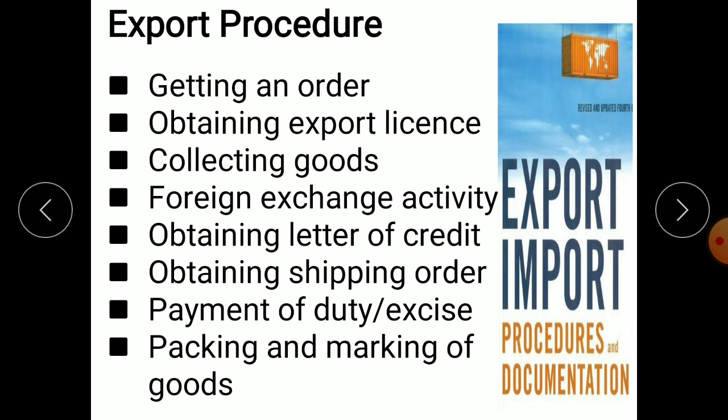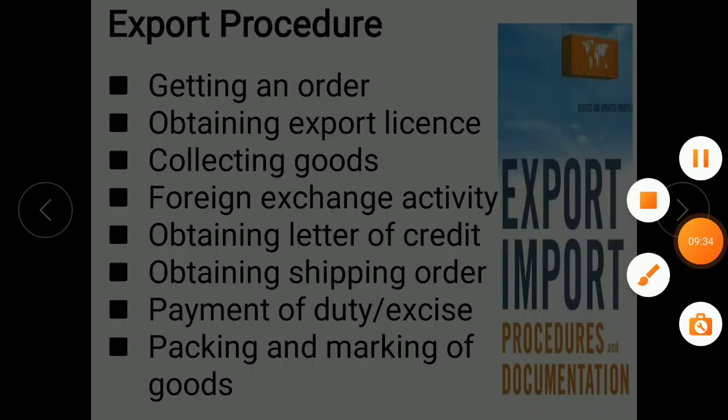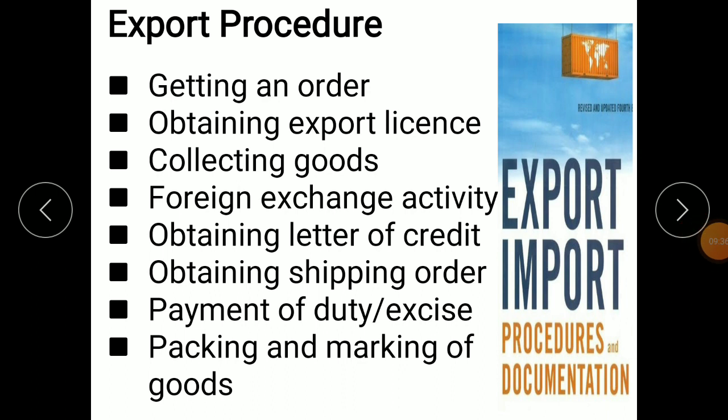The exporter is given the order of goods by the importer. In the order, details of the goods, quantity, prices as decided, type of packing, date of dispatch of goods, details of insurance, details of transportation services through which the goods have to be sent, mode of payment of bill, and terms and conditions decided are mentioned. Before receiving the order, the exporter gets the information about the financial capabilities, credit abilities, and relevant matters of the importer. Then obtaining export license.